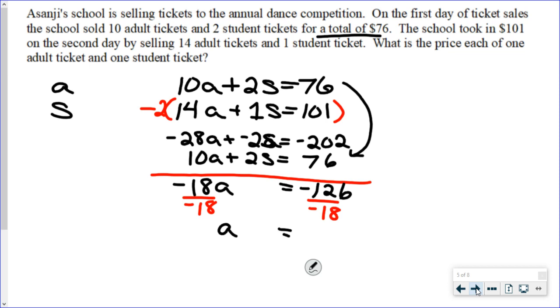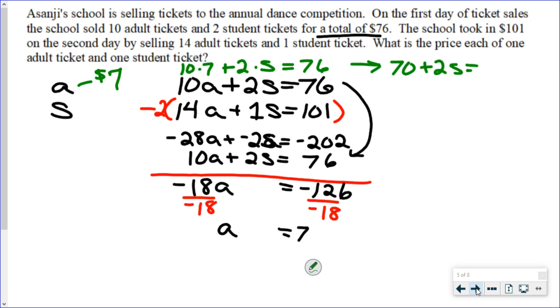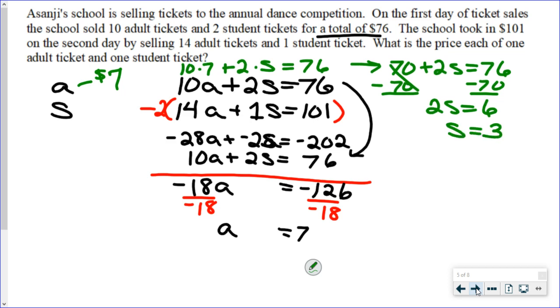A is 7. So the cost of an adult ticket is $7, and then I substitute it into either one. So if I want to substitute it into the top one, I don't know the students. So that means 70 plus 2s equals 76, minus 70 to both sides. 2s equals 6. So obviously a student ticket is $3. Okay, for the dance.